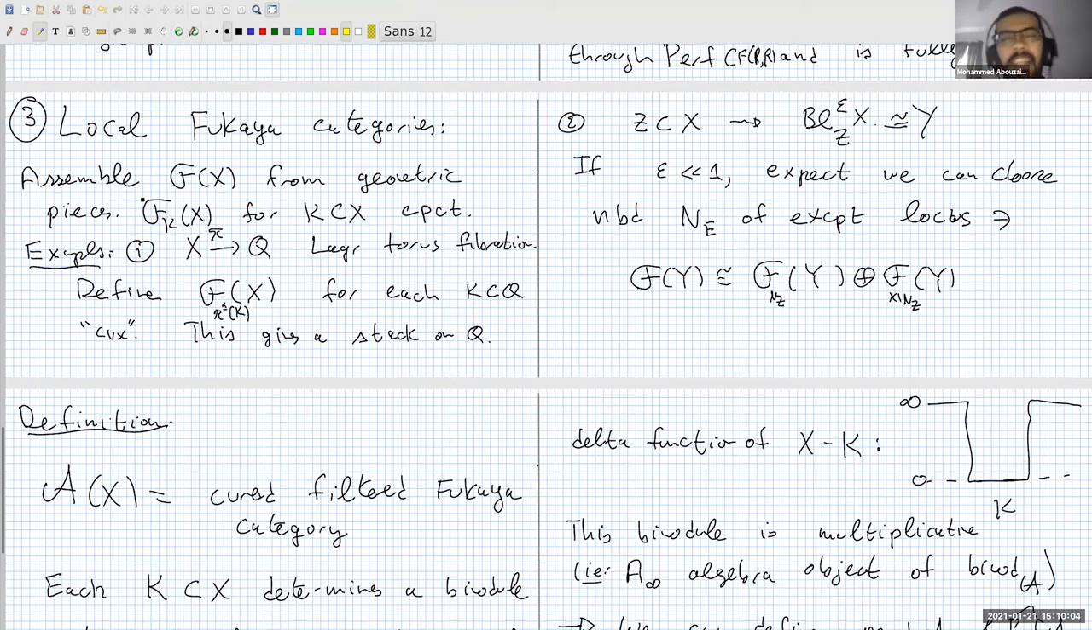And here convexity is phrased in terms of this Lagrangian torus fibration. It induces an affine structure on the base, and then you can look at things which are convex. So now I wrote that this gives a stack on Q, but of course this is not proved. The whole point is to prove that if you look at these localized Fukaya categories associated to a cover of the base of a Lagrangian torus fibration, then these categories glue.